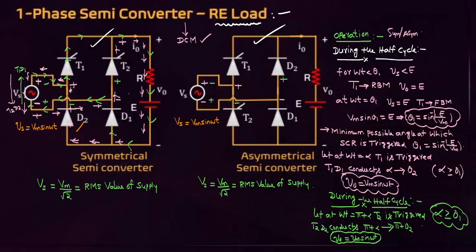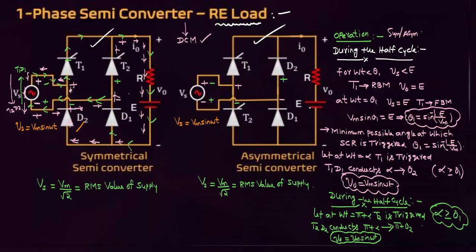In the exam, in framing of any question, they do not say symmetrical or asymmetrical. They simply give semi-converter. Semi-converter means you take symmetrical only. If they give asymmetrical, then only you take asymmetrical semi-converter. In operation, no need to remember or analyze in detail. Just remember the conduction angles.